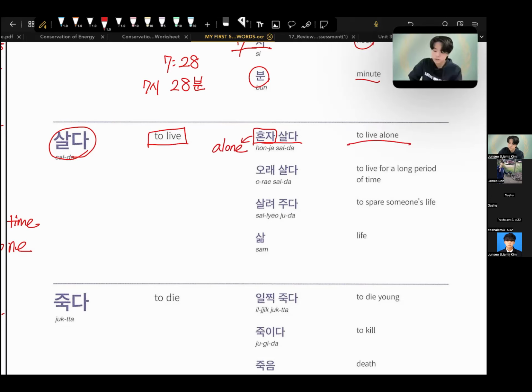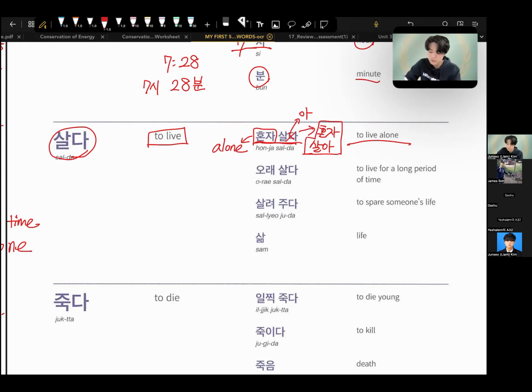So this is like if you are not married, you don't have a husband, you don't have a wife, or you don't have a boyfriend or girlfriend, maybe you have no mom or no dad. If you're the only one living in your home, then you can just say 혼자 살다. 혼자 살아. This is the form that you use in a conversation. 다 becomes 아. 살아.